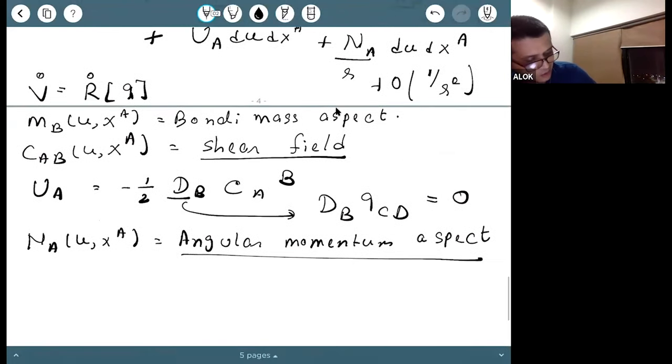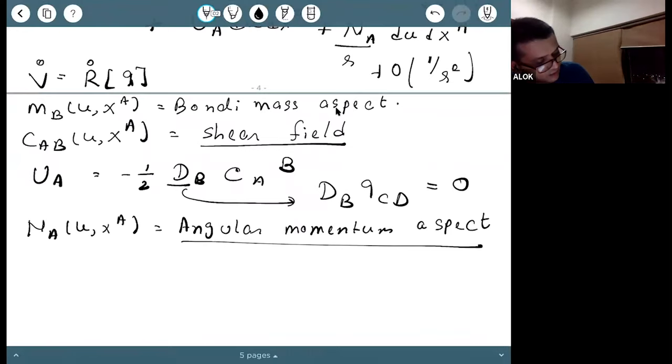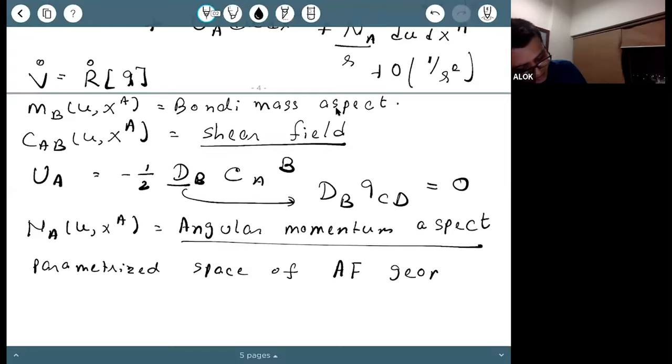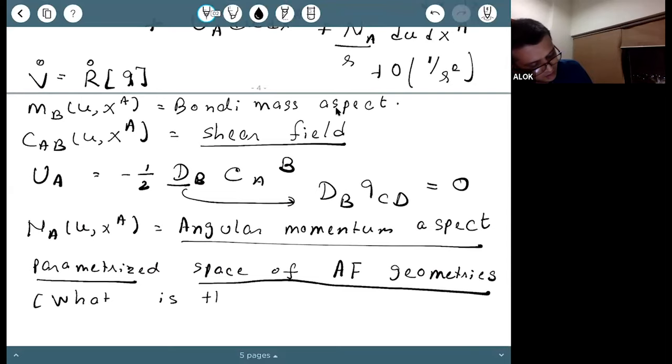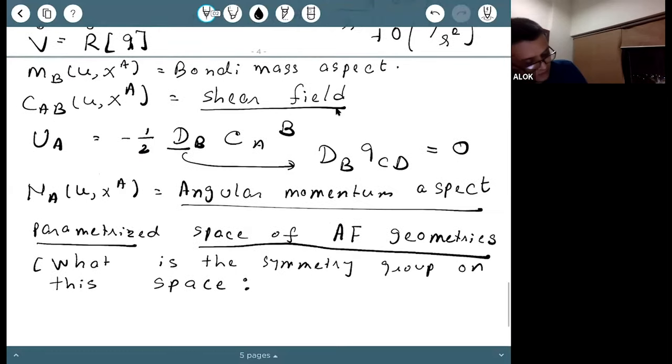So now, once we have this, basically what we have done is we have parameterized the space of all asymptotically flat geometries. So an obvious question to ask is, what are the transformations which keep this huge space intact? We can phrase it as, what is the symmetry group on this space, which just means that we take any metric which is asymptotically flat, and it should map us toward a physically distinct metric, but which is also asymptotically flat.